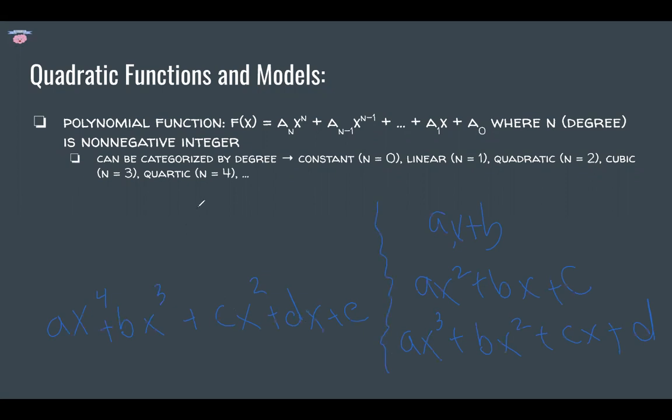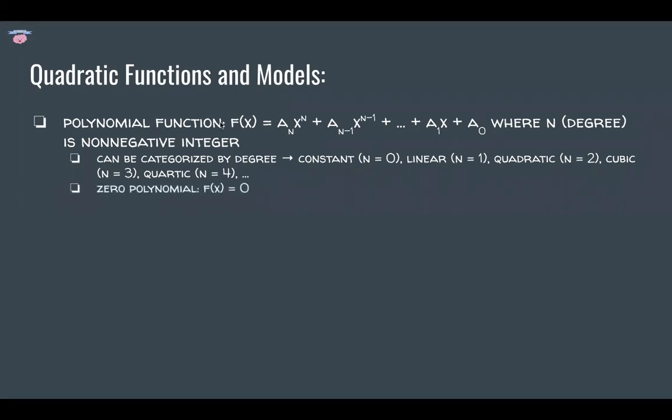And then there's also quintic, sextic, probably, I don't know. But these are the main 5. Well, I guess a. That's the constant function, a. These 5 are the main ones we'll encounter. The zero polynomial is f of x equal to 0. And as you can see, it's a very difficult polynomial to memorize.